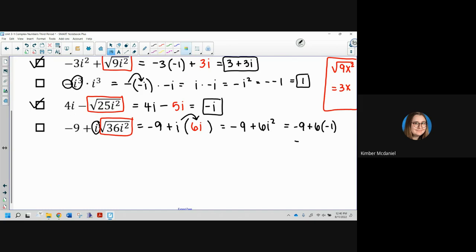6 times -1 is -6, if I can write an equal sign right. And -9 minus 6 is -15. That is simplified, real or non-real? It is real, so we are not going to check it.